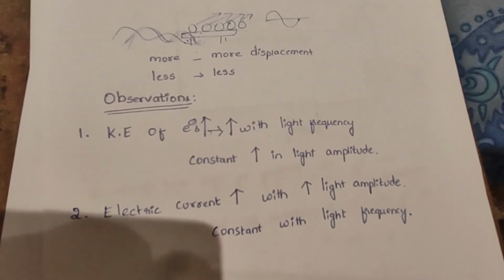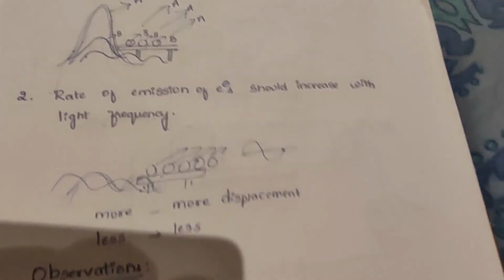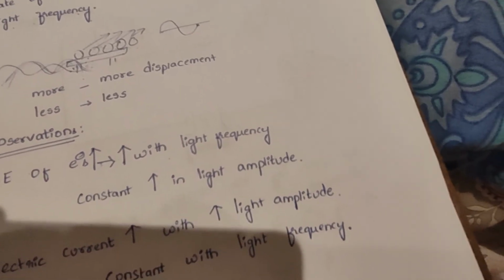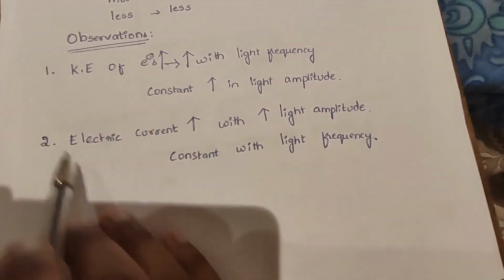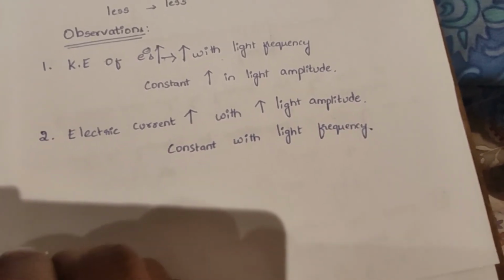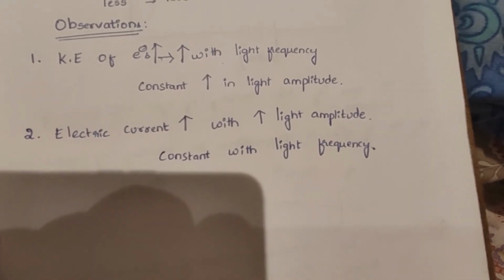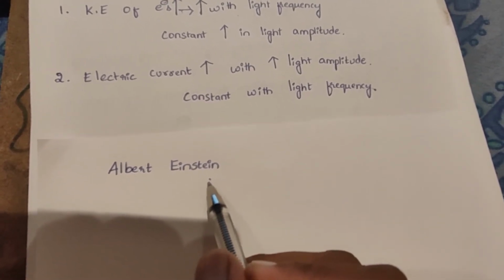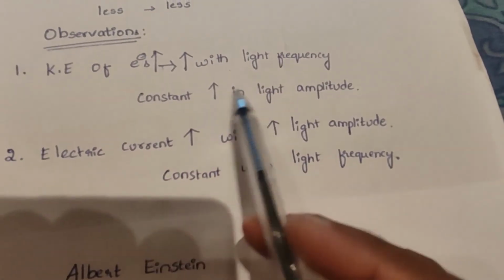See, the results observed are completely different from the assumptions. So there must be something additional with the wave nature of electromagnetic radiation to explain this phenomenon. At this stage, Einstein considered the particle nature of electromagnetic radiation. Albert Einstein considered Planck's quantum theory and then explained this first observation.